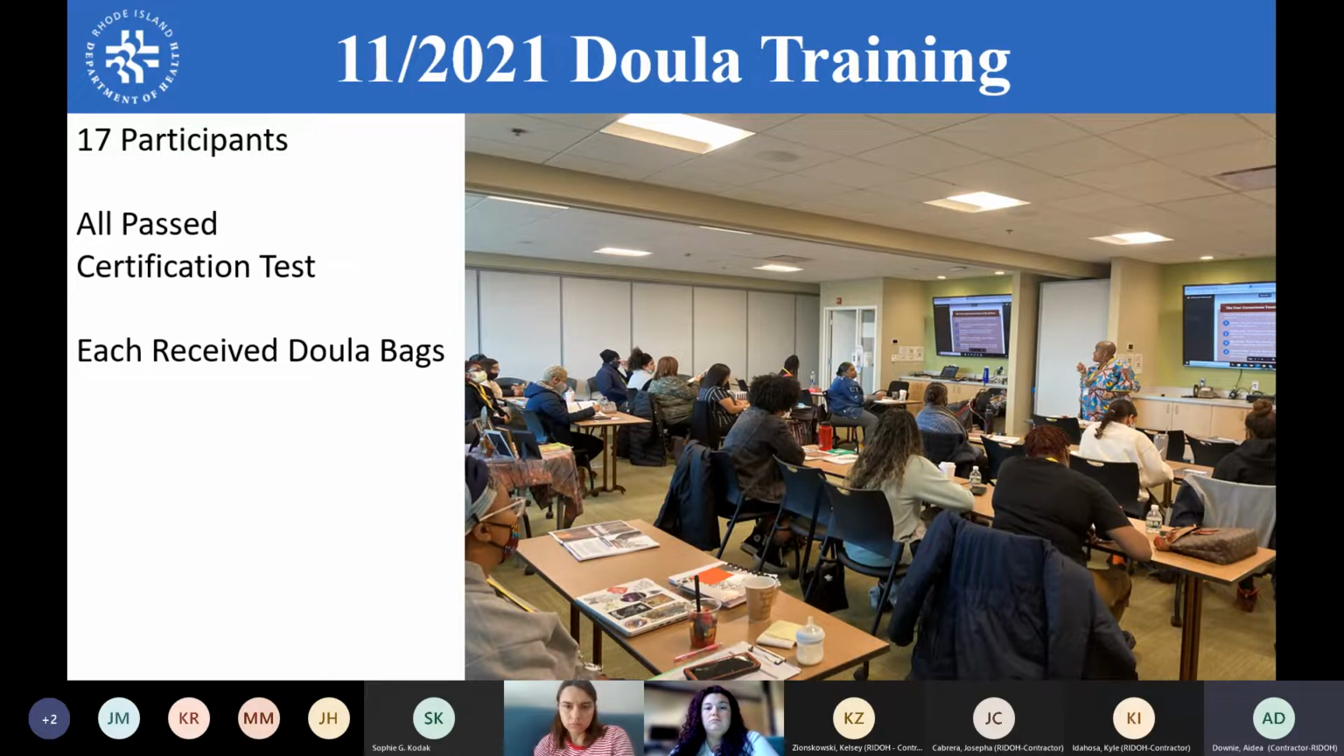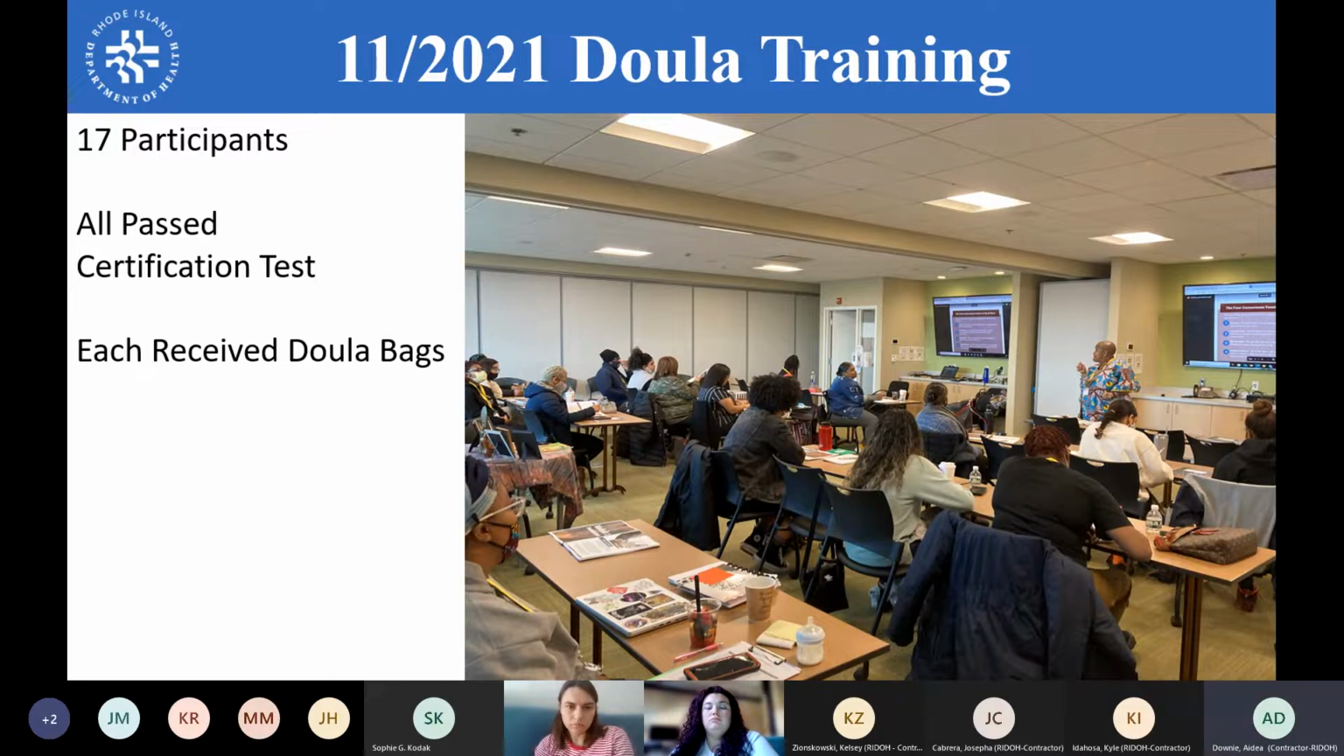in different languages, as well as different example pieces, such as when you're teaching your mom how to breastfeed, we gave them a silicone breast so that they can show them how to do it. What else did we do? Oh, we also gave them a dilation wheel.